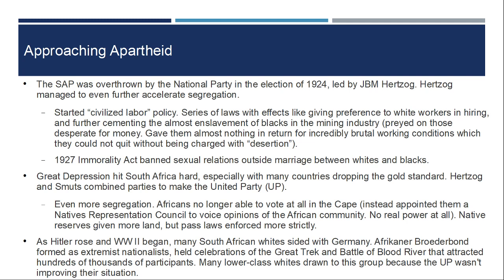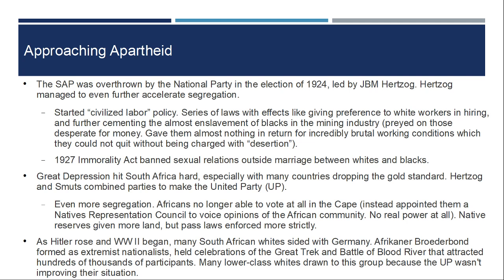And they are going to form this thing called the Afrikaner Broederbond, the Afrikaner Brotherhood. They are going to be, as their name sounds, extremist nationalists. They start holding massive celebrations for both the Great Trek and the Battle of Blood River, basically treating them as super significant, savior events for the people of South Africa. To give you an idea of how popular this group is, those events attract hundreds of thousands of participants coming out to celebrate this.